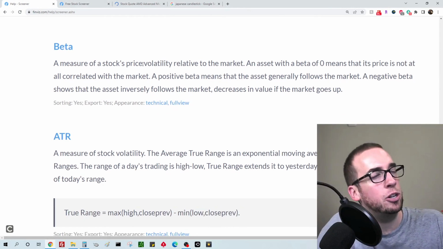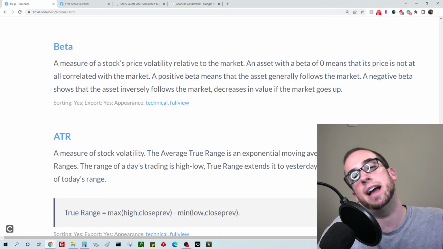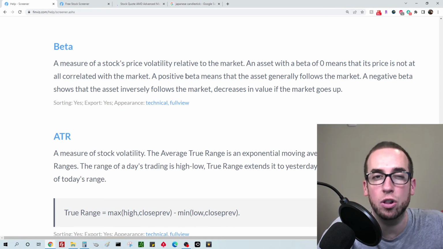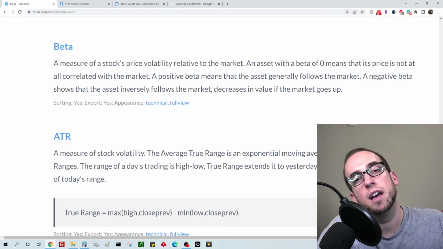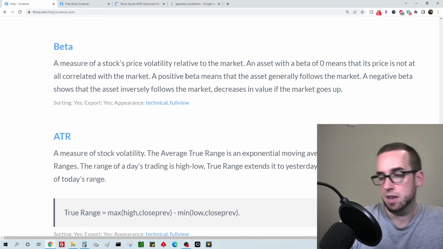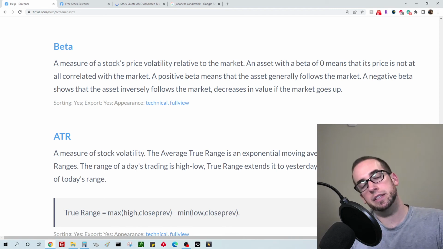Beta, a measure of the stock's price volatility relative to the market. An asset with a beta of 0 means that its price is not at all correlated with the market. A positive beta means that the asset generally follows the market. A negative beta shows that the asset inversely follows the market, decreases in value if the market goes up. Beta is a good one.